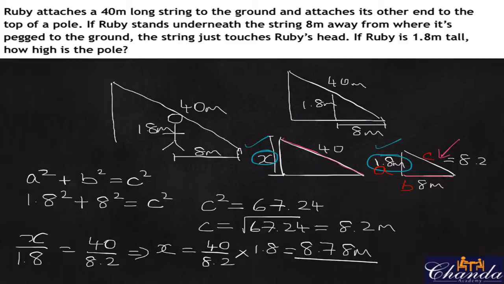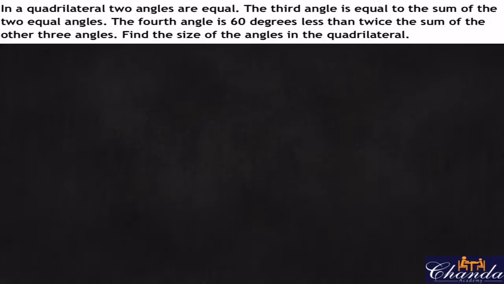Okay, let's move into the final question now. So this particular question says, in a quadrilateral, two angles are equal. The third angle is equal to the sum of the two angles. The fourth angle is 60 degrees less than twice the sum of the other three angles. Find the size of the angles in the quadrilateral.